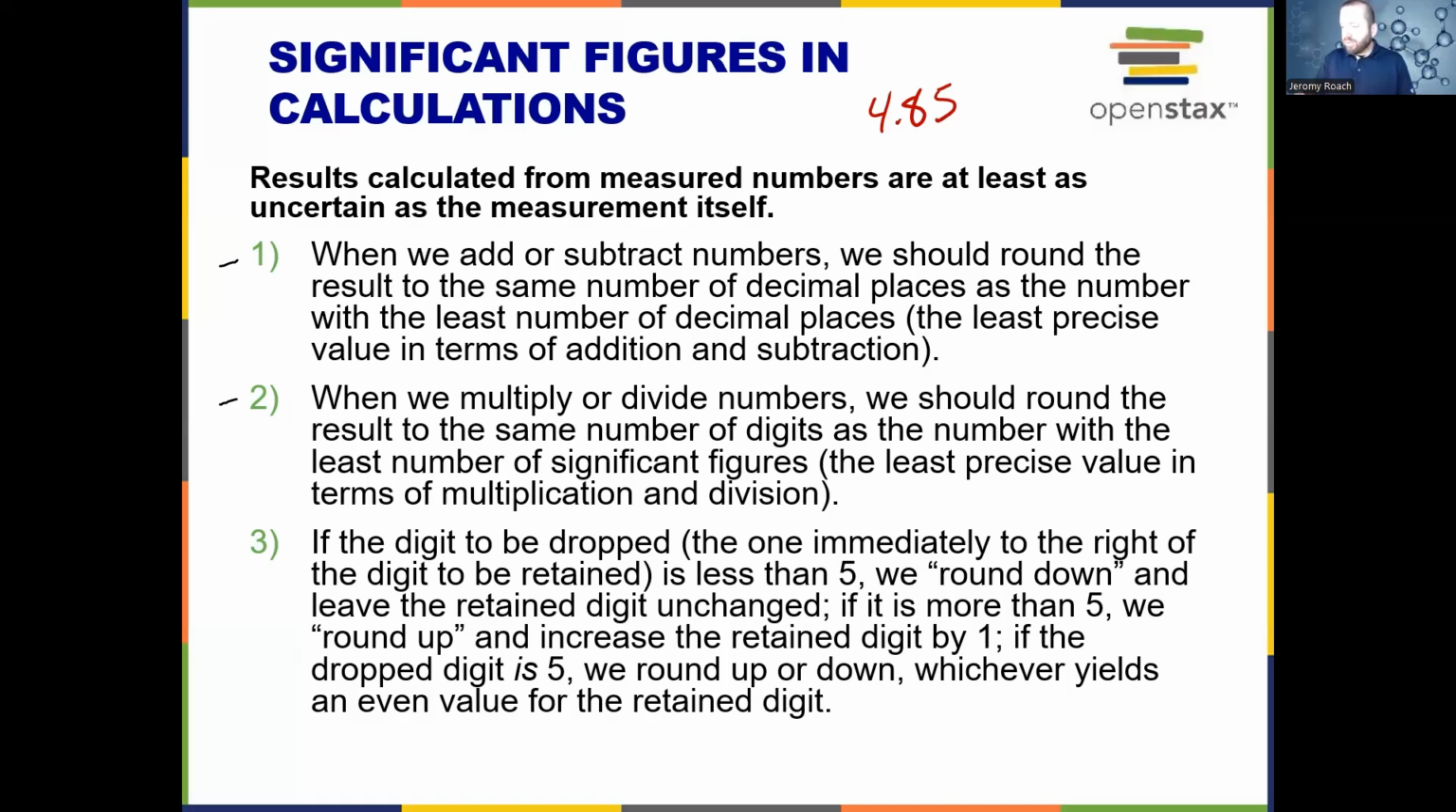So even though this is a 5, normally we would think, oh, we round up to 4.9. But we want to have an even value of our retained digit. That means the digit that's left over, we want to be an even value. So this is 4.85. So we're actually going to round down to 4.8. Now, if we had something like 4.75, then we would round up to 4.8 so that it is an even value for our decimal.